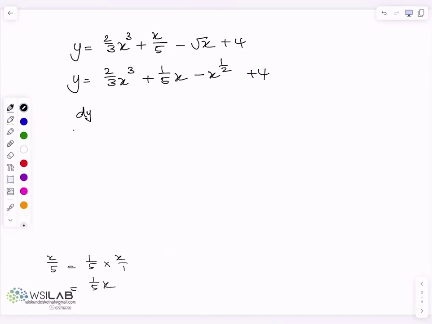So the derivative is 2 over 3 times 3, which is just 2. And then I subtract 1 from the x, I get that. Do you understand that? Yes. And then 1 times a fifth is a fifth. I'm going to subtract 1 from that x, so it becomes x to the power of 0, so it's gone. And then a half times -1 is negative a half, and then we subtract 1 from that half, I get negative a half.